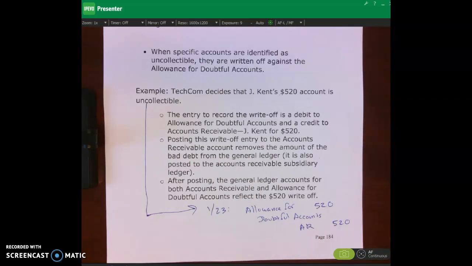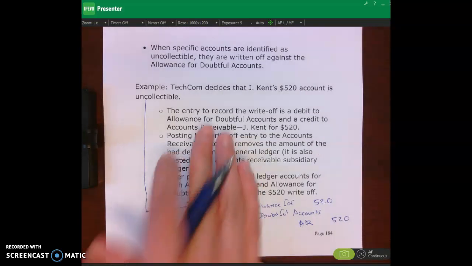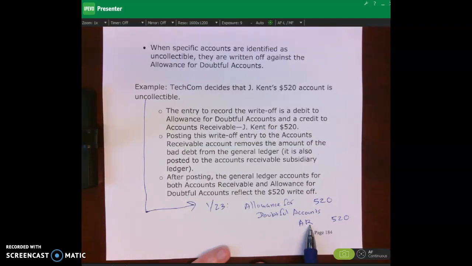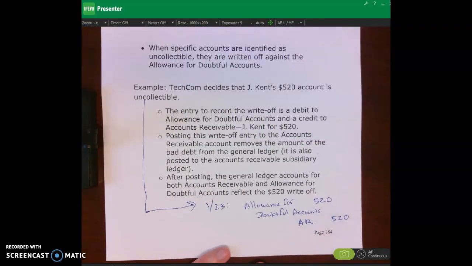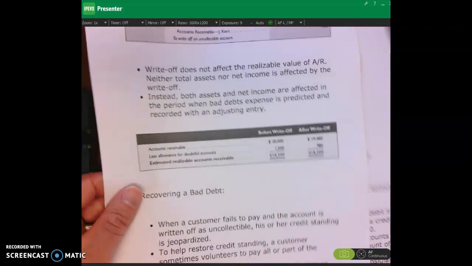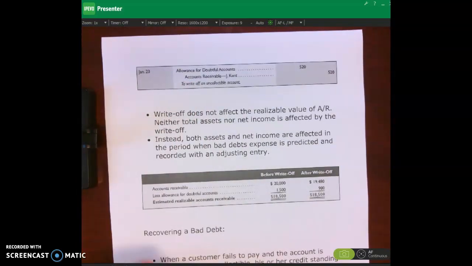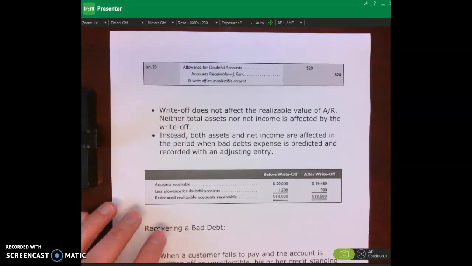Okay? So I don't debit bad debts expense here when I find out that they're not going to pay us, because I debited bad debts expense at the end of the first accounting period, which is when we made the sale. Then when we come forward to the next accounting period, year 2, we find out that J. Kent can't pay us. We just decrease the allowance and then we decrease the accounts receivable. And that's what we see at the top of this page, in this figure. You can see debit to the allowance, credit to the accounts receivable, 520.